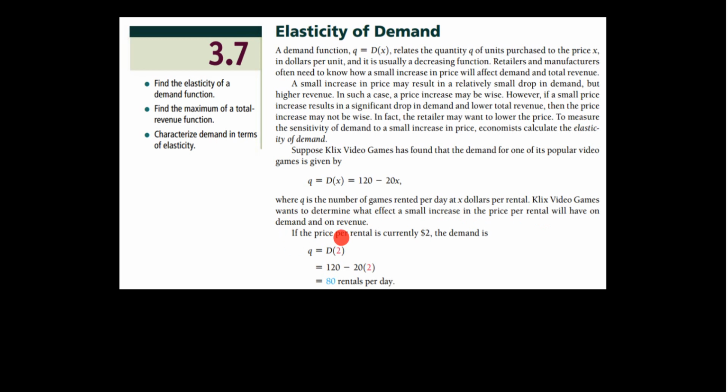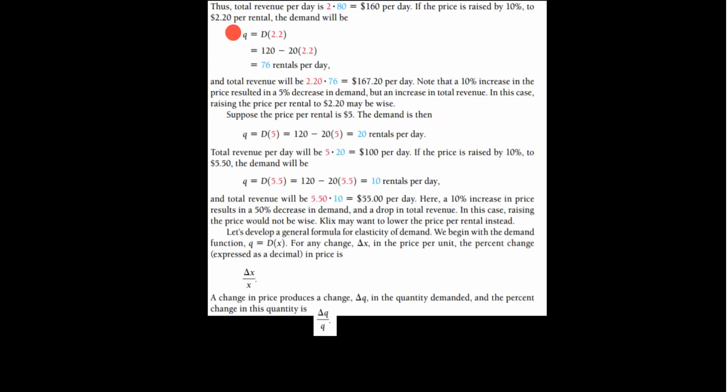If the price per rental is currently $2, then the demand is, what we do is we substitute 2 in for x, so it's 120 minus 40, right? 20 times 2 is 40. So we're looking at 80 rentals per day. Okay. Now let's go over to the next page. And so the total revenue will be, if we're charging $2 per rental and there are 80 rentals per day, we're making $160 per day.